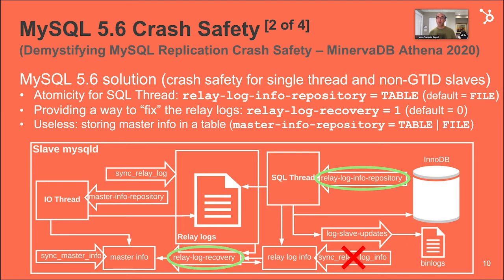So relay log recovery is the second part of MySQL 5.6 replication crash safety. And there's also master_info_repository set to a table. I don't think it's very useful. It brings nothing for replication crash safety to put this in a table. I think it's a good thing to put this in a table, like we don't have files anymore that are managed by MySQL, but from a replication crash safety point of view, it's not useful.